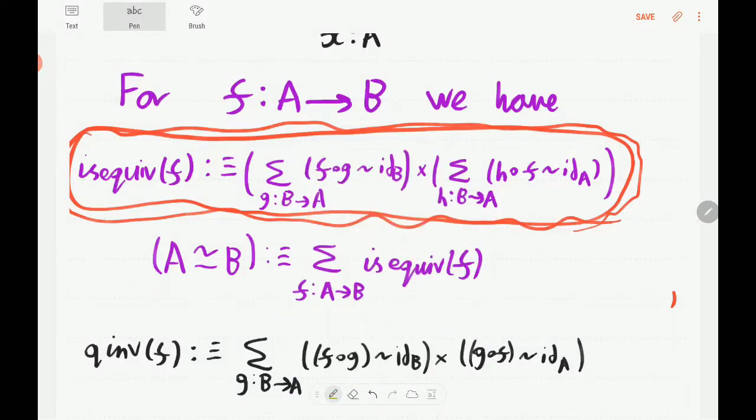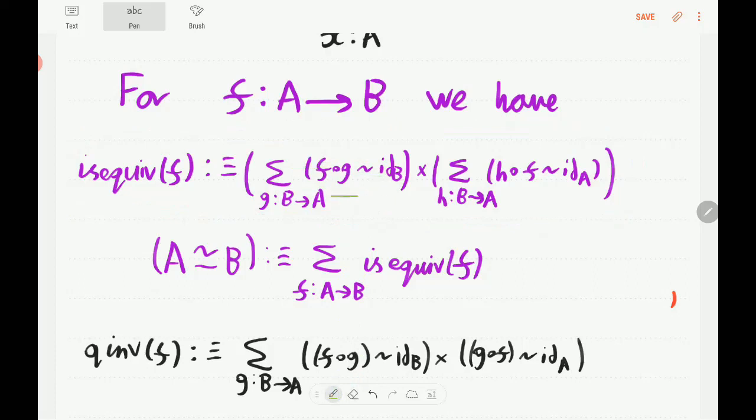Okay, so basically for a function f from A to B, we can think of it as a type of proofs that f is what we might call an equivalence. And it's given by this expression here. So basically, the things of this type consist of a function g from B to A, which has the property that f after g is homotopic to the identity arrow of B, and also an arrow h from B to A, which has the property that h after f is homotopic to the identity arrow of A. And here we can just define composition like normal. So f after g of x is f of g of x.